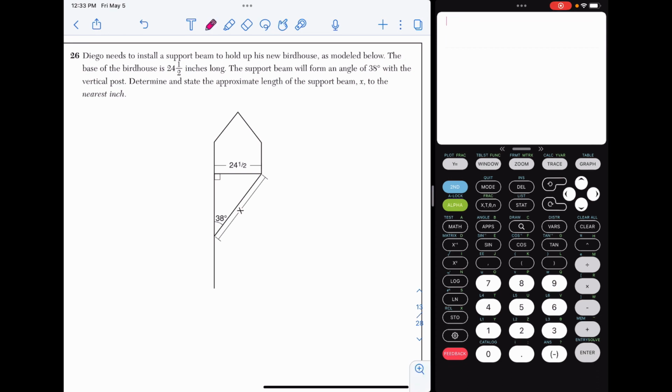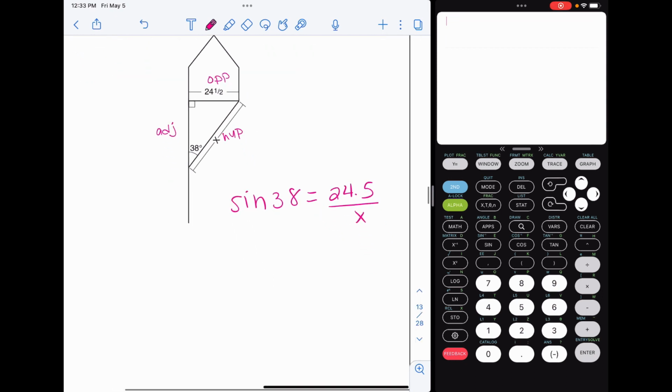Really, all we need to do is use SOHCAHTOA here. Okay, so the 38 degrees, the opposite side is where the 24.5 is. The adjacent side is blank. And the hypotenuse is where X is. So since there is something written on the opposite side, that's O, and the hypotenuse, H, we are going to use sine. So sine of 38 equals the opposite over the hypotenuse. And I would suggest writing that as 24.5 over X so that we can type it into our calculator easier.